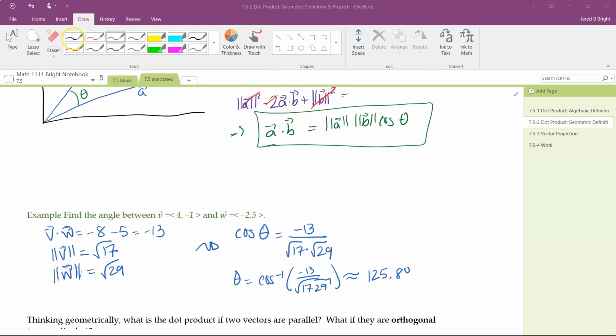The other thing that you really should do is maybe verify this with a little sketch. So if you do, these are in standard position, right, you'd have 4, minus 1, so you'd have something like that for V. And so this is V, and then W is minus 2, 5. Right, so you're up here, something like that, W. And so does your answer match reality? Yeah, it seems so here. It is plausible that that could be 125 degrees.